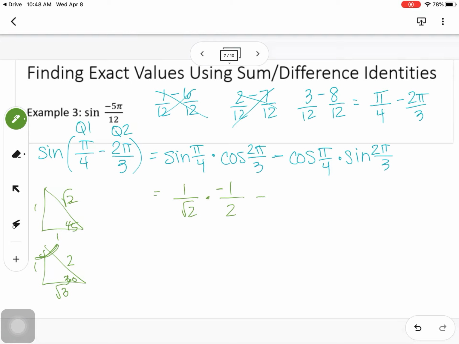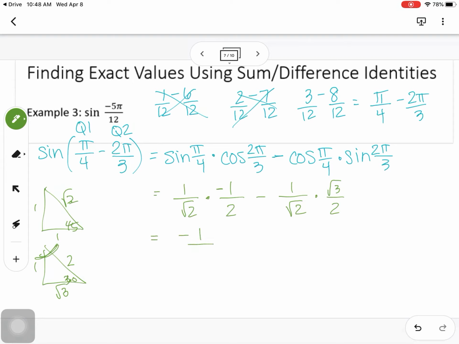And then for cosine of pi over 4, it's also 1 over root 2. It's quadrant 1, so I don't change the sign. I keep it positive there. And then sine of 2 pi over 3 gives me root 3 over 2. It's in quadrant 2, so it's positive. And then I need to do all my multiplication.